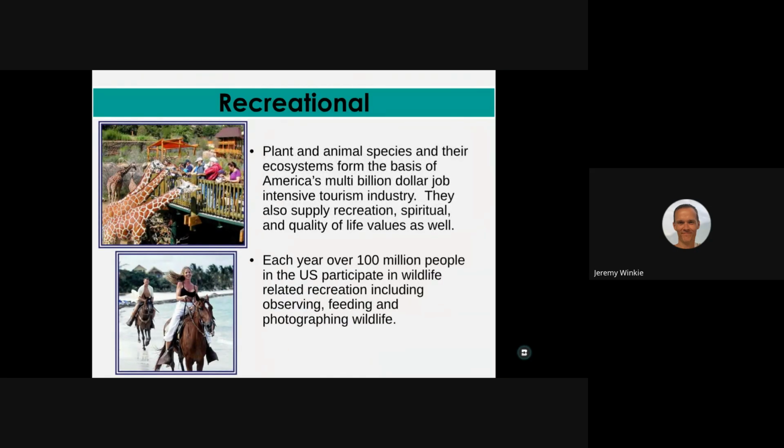And then as far as recreational, a couple of examples of this could be people that are interested in bird watching or trying to photograph birds. And then you could also think of things like zoos or other tourism based things, like maybe where you're riding a horse or petting an animal or swimming with a dolphin or something like that.